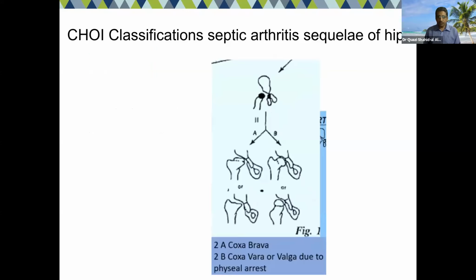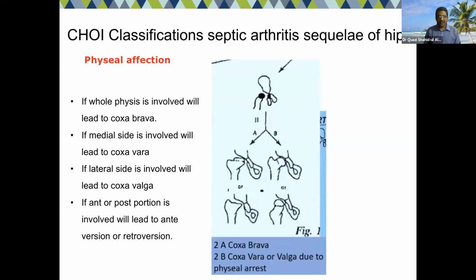In Choi type 2, this occurs due to physeal affection. The physis is either damaged partially or completely. If the total physis is damaged, it will be classified as 2A, which will lead to coxa breva, that is, shortening of the neck. But if a portion of the physis is damaged, then it will be classified as 2B. If the medial portion is damaged, it will lead to coxa vara. If the lateral portion is damaged, it will lead to coxa valga. If the anterior or posterior part of the physis is involved, then it will lead to anteversion or retroversion respectively.